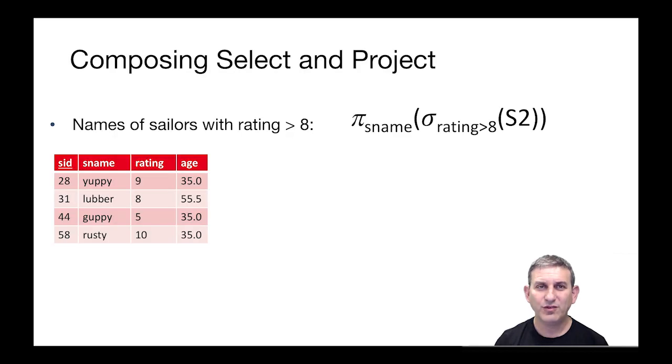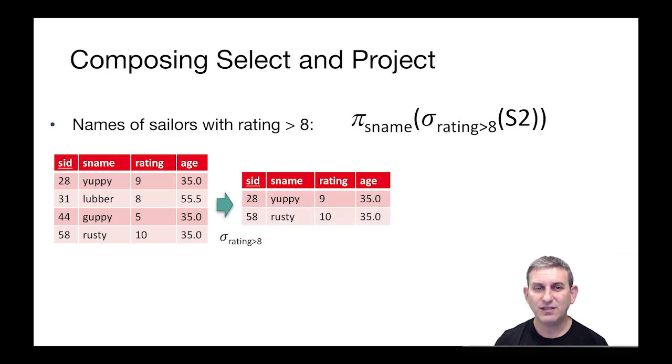Now that we have two operators, we can write a larger expression that composes them together. So here's an example. We're going to find the names of sailors with rating greater than 8. So we can write that as a selection, sigma, with rating greater than 8 of our table S2, followed by a projection on S name. And so we can think about this operationally as taking that table over on the left, applying the selection, sigma rating greater than 8, to get just those two tuples, and then applying the projection to those two tuples to just get the S name column, which has Yuppie and Rusty in it.